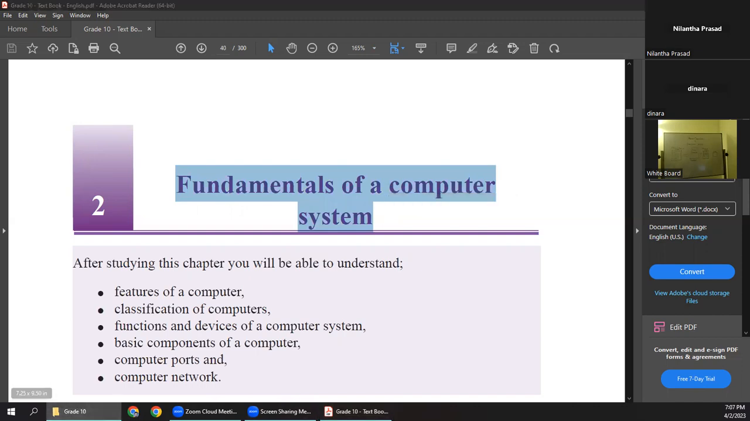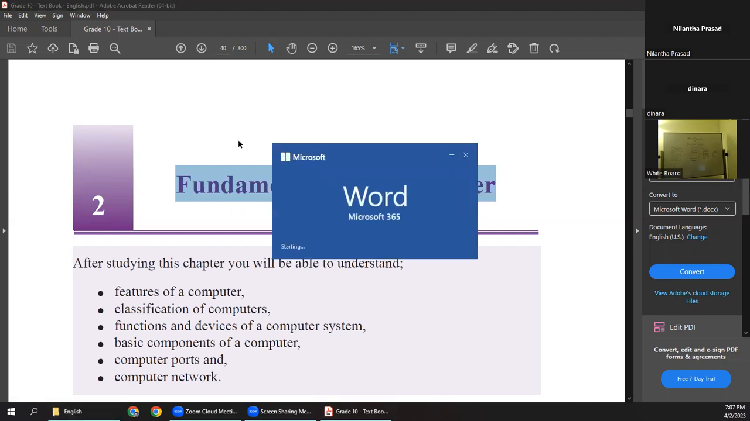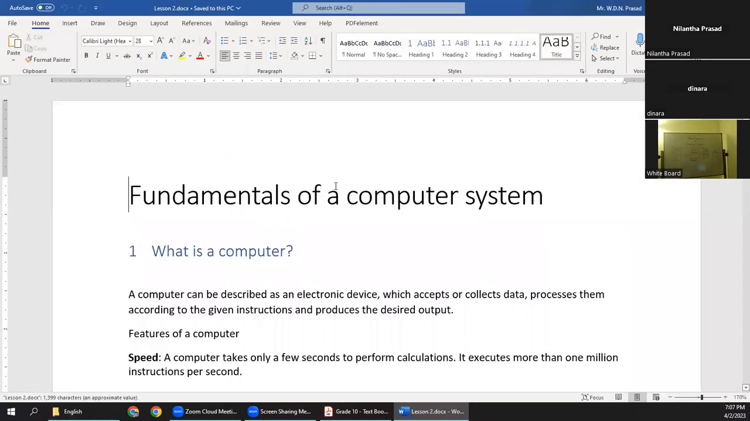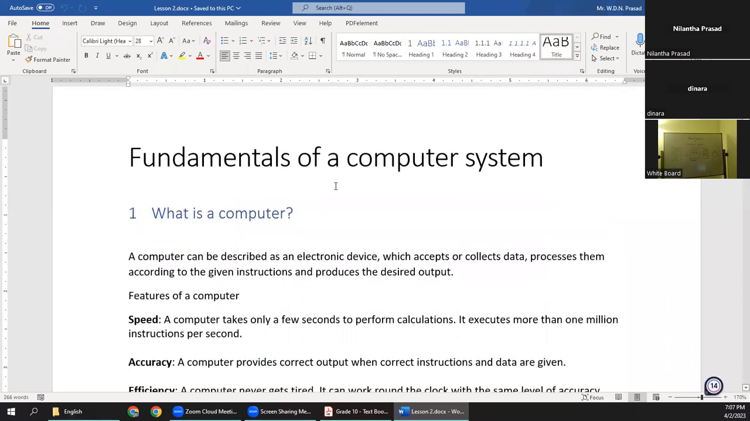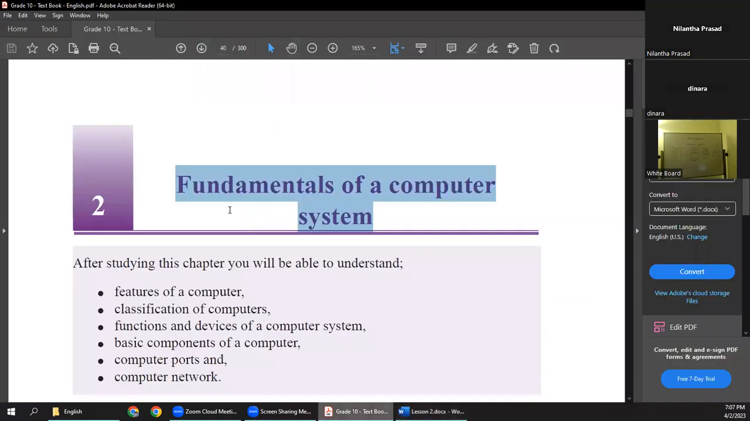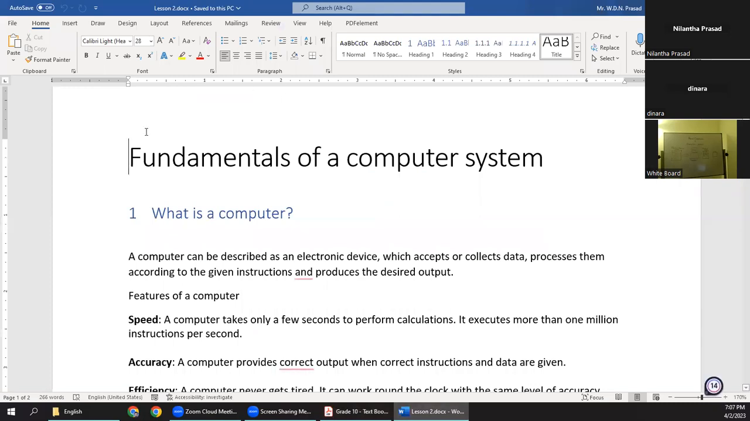So we'll start developing a note on this. Lesson number 2. So first of all, what is a computer? So it is asking what a computer is. So can you put down the topic first, fundamentals of a computer system?